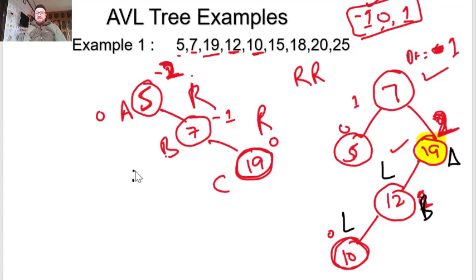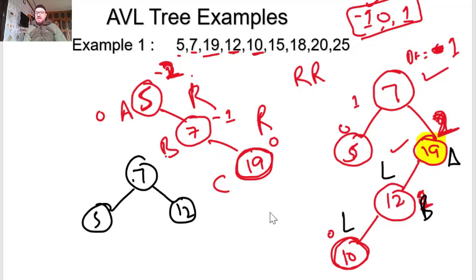The 7 is here, the 5 is here. Now 12 comes here, and 19 will become a child of this, but 19 is greater than 12, so it has to be on the right of it. And for 12, 10 was on its left, so 10 has to be on its left. Now check the balance factor. The balance factor will be 0, 0. For 12 it will also be 0, because 1 minus 1 is 0.